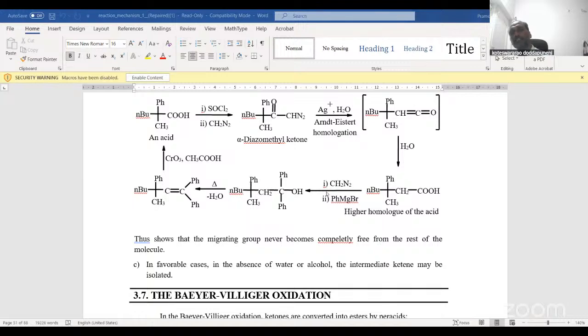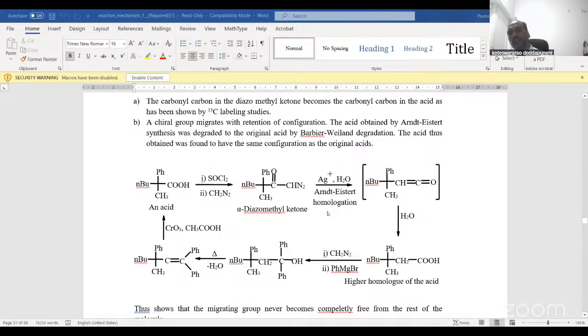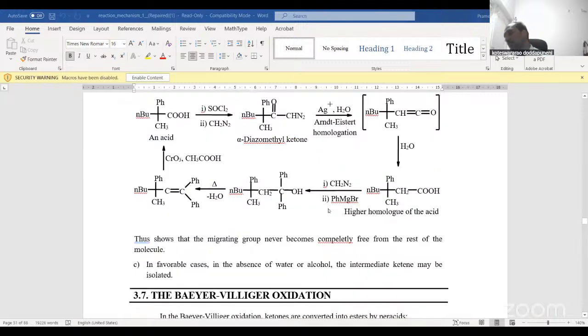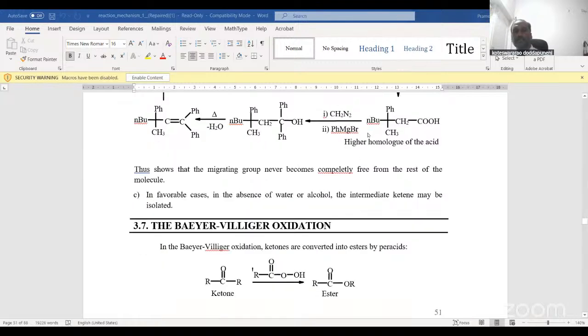That clearly indicates that this Arndt-Eistert ester synthesis is involved in the extension of the number of carbons in the acids. That means lower carboxylic acids are converted into higher carboxylic acids.